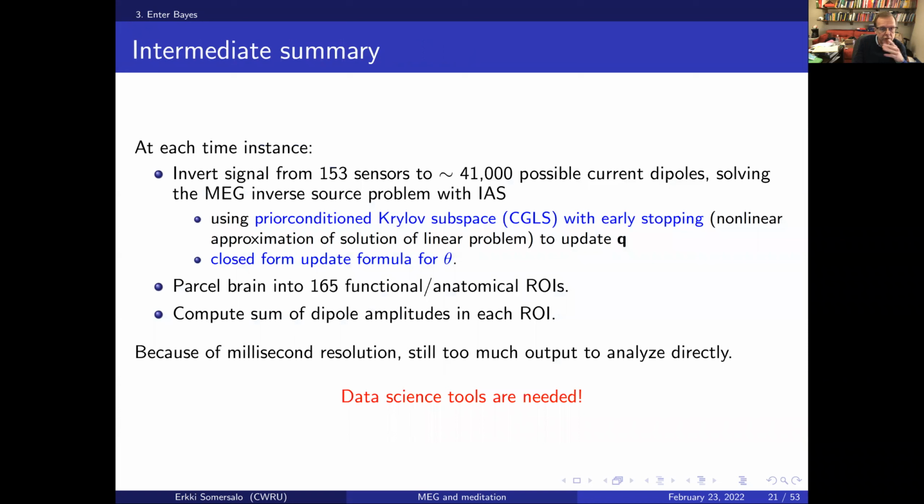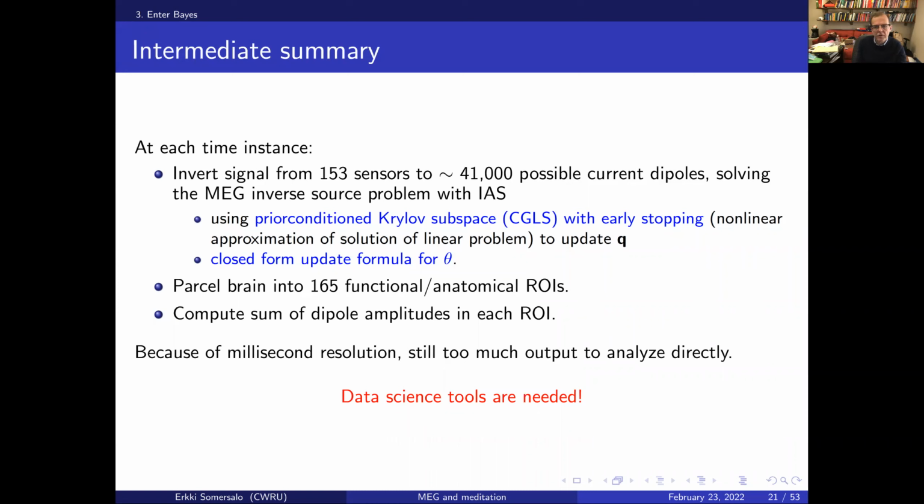So now we do the inversion, and so then we have all the activity. Every millisecond we get a new activity pattern in the brain. And now we have to make sense of that data. We have 153 sensors, and we have 41,000 possible current dipoles.